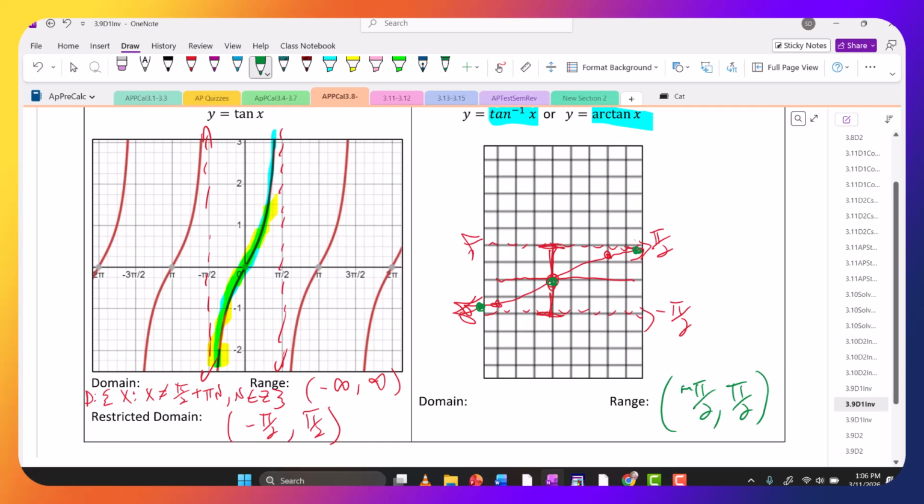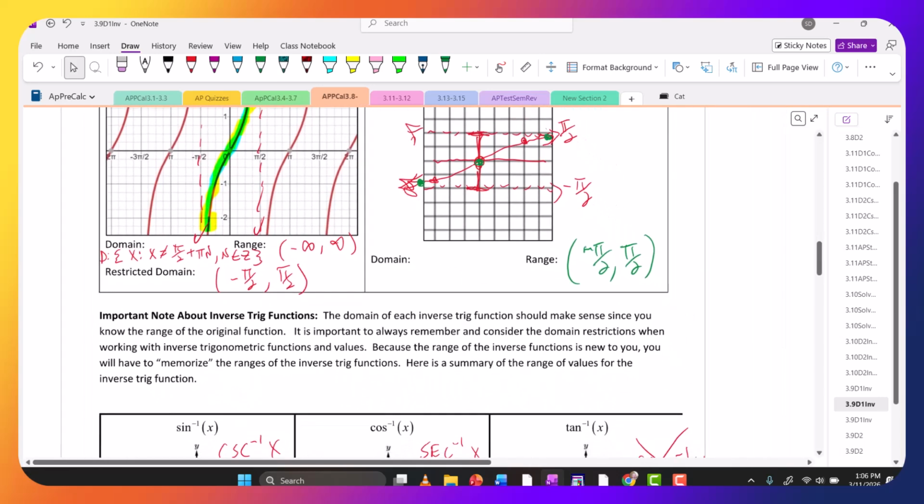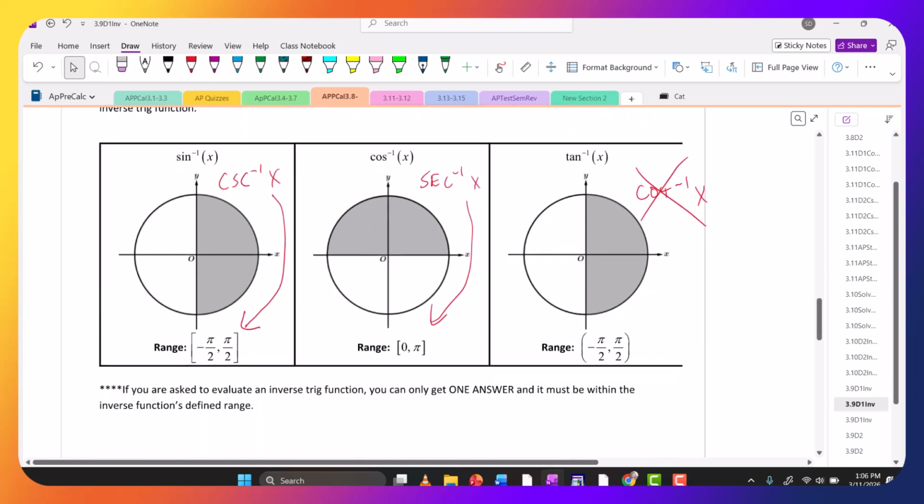Okay, we'll synthesize. You can read all that. And this is the synthesis too. Don't I already have this written? So sine has these rules for inverse questions. Cosecant's its brother or sister. Same rules. Got it? Cosine and secant, same rules.